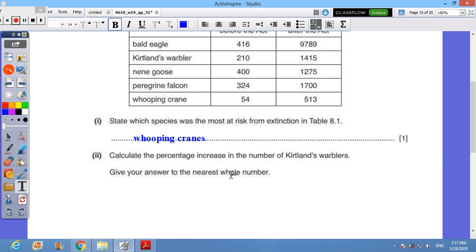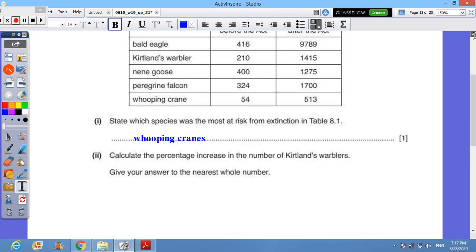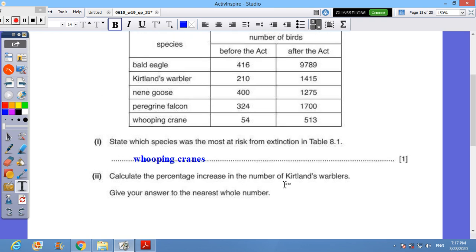Calculate the percentage increase. I didn't ask for the increase, I asked for the percentage of increase. This will be done in 2 steps, that's why it's granted 3 marks. The number of Kirtland's warblers, give your answer to the nearest whole number. You need to follow those instructions.